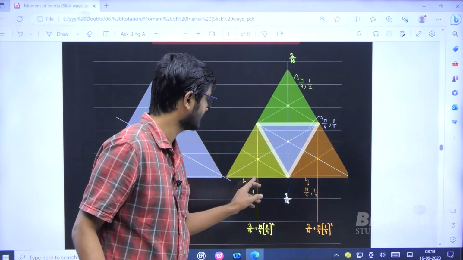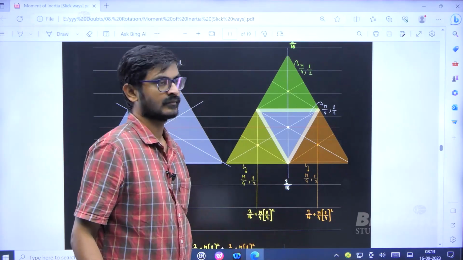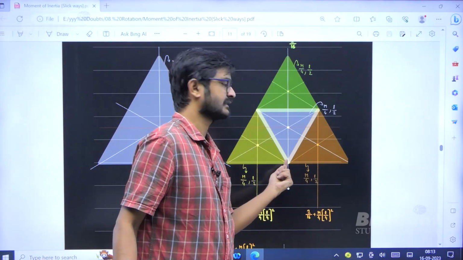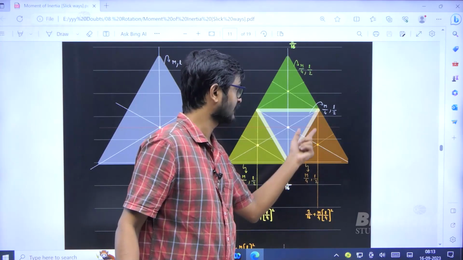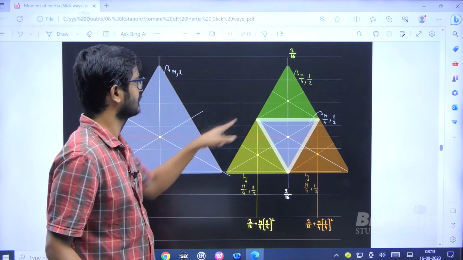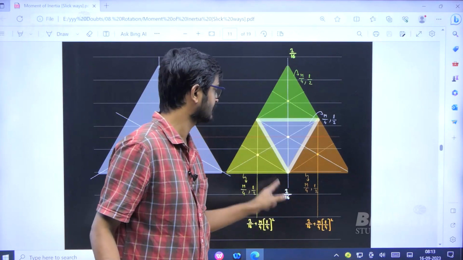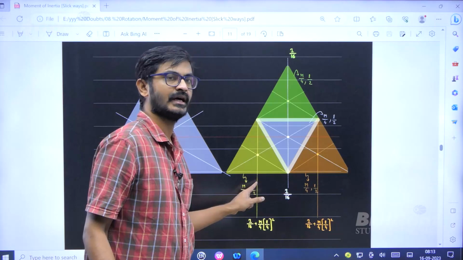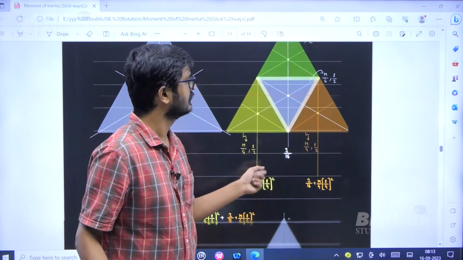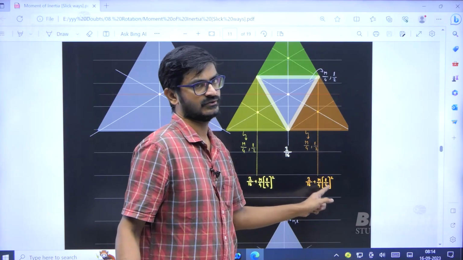But I need to find the moment of inertia about this axis. That will be I/16 plus the parallel axis theorem. This mass is m/4 and this distance is l/4. Now the moment of inertia of this triangle about this axis is going to be I/16, but about this other axis it will turn out to be I/16 plus m/4 into l/4 whole square. The same goes for the brown triangle: about this axis I/16, about this axis I/16 plus m/4 into l/4 whole square.